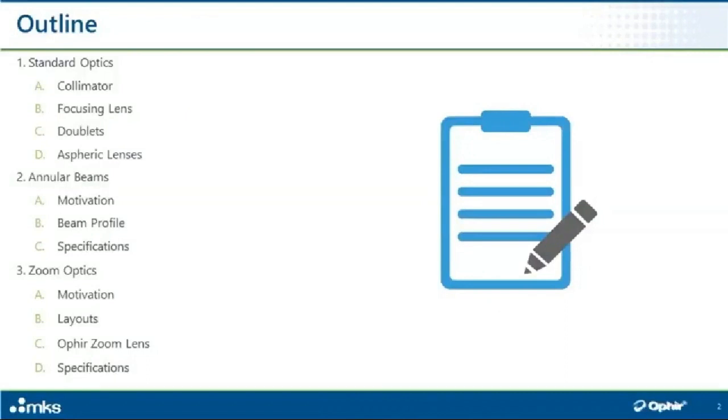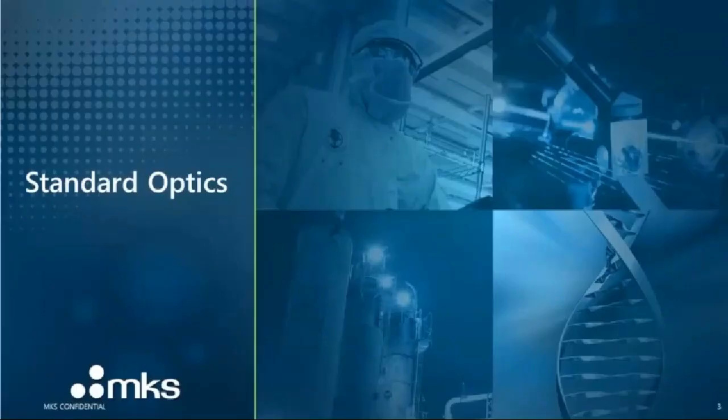This webinar has 3 sections. First one is standard optics. I will describe the standard optics used in cutting heads. The second topic is annular beams. I will explain what we mean by annular beams, what it is good for, and how to achieve it. And the last topic would be zoom optics. So let's start with standard optics.